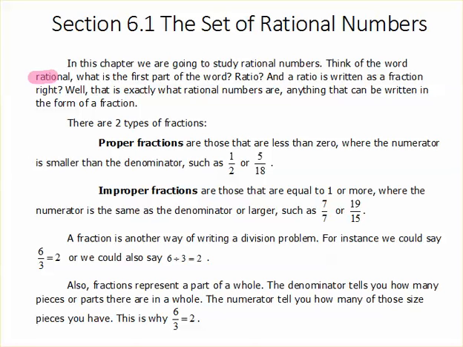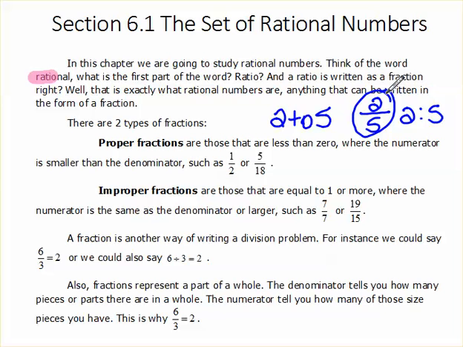We always say something like 2 to 5. Well, you could also write a ratio that way, 2 to 5, or you could write it as 2 and then the word 2, 5. But this is the preferred way of writing ratios. So really, a rational number is anything that can be written in the form of a fraction.